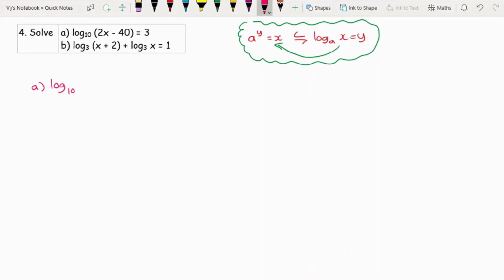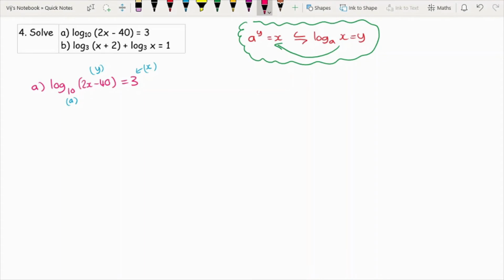Here we've got log to the base 10 of 2x minus 40, and that equals 3. Substituting this in, I know that this 10 is my a, 2x minus 40 is my y, and 3 is my x. So all I'm going to do is substitute those in and I'll get the answer. But you want to get practice at understanding how to read these questions to make it easier for you.